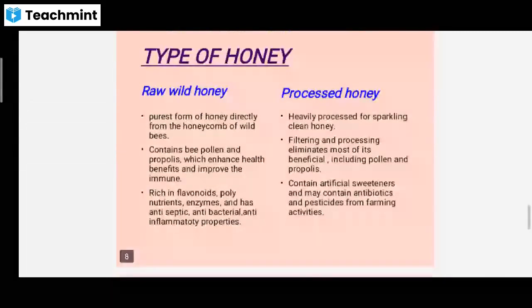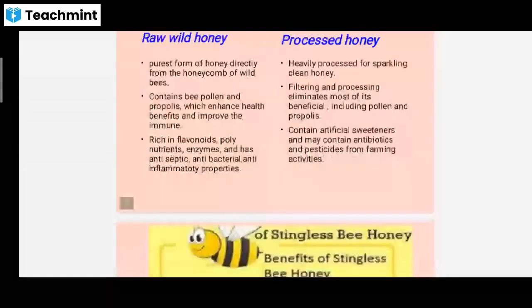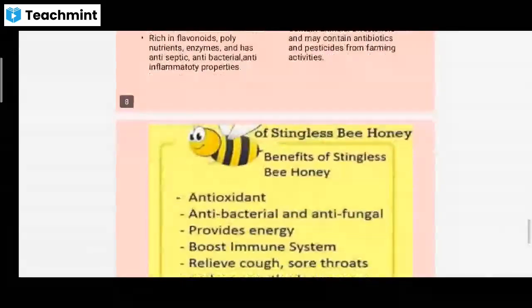Processed honey is heavily processed by sparkling clean honey, filtered, and processing removes most of the beneficial elements, including pollen and propolis. It contains artificial sweeteners and may contain antibiotics and pesticides from farming activities.